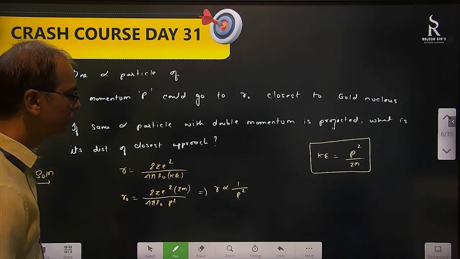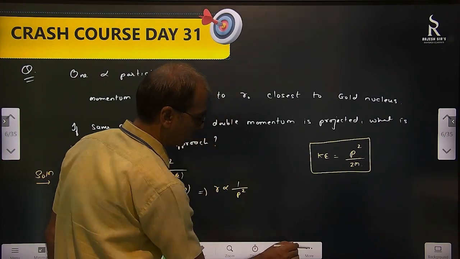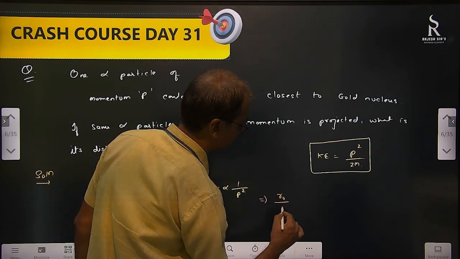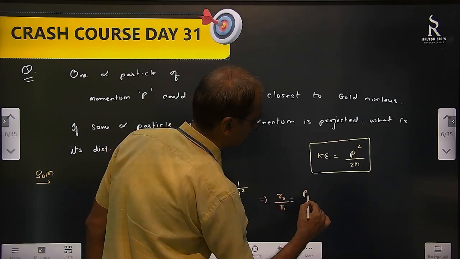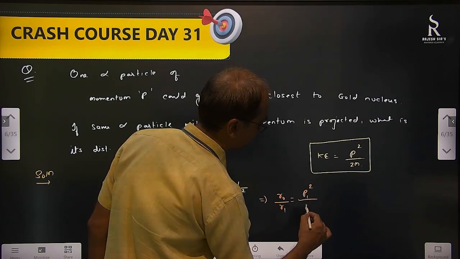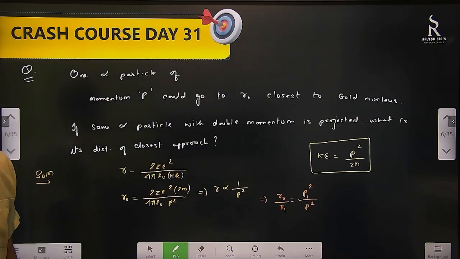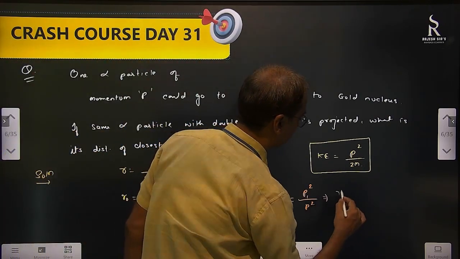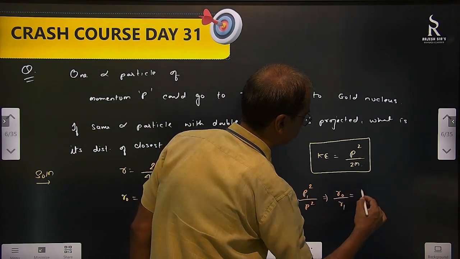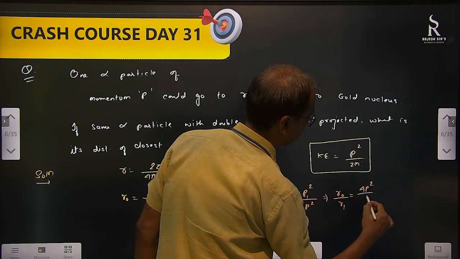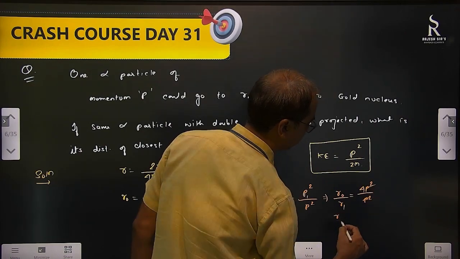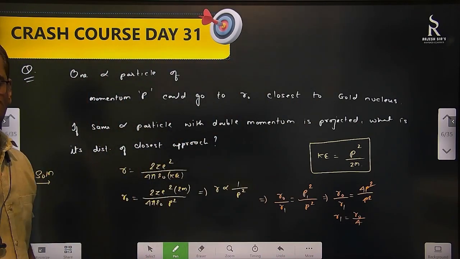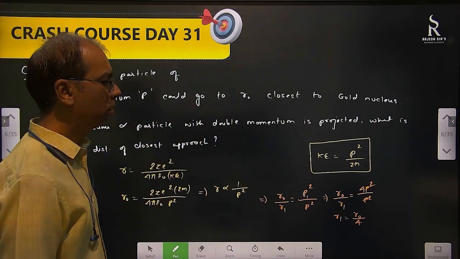So what can we do? Now I can write R naught by R1 will be equal to P1 square by P initial square, like this. Correct. So now R naught by R1, where P1 is 2P, so 2P means 4P square by P square. This gets cancelled. So R1 equals R naught by 4.